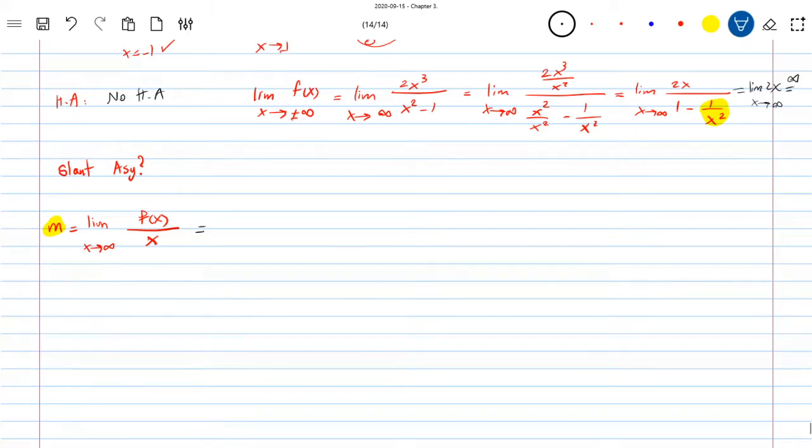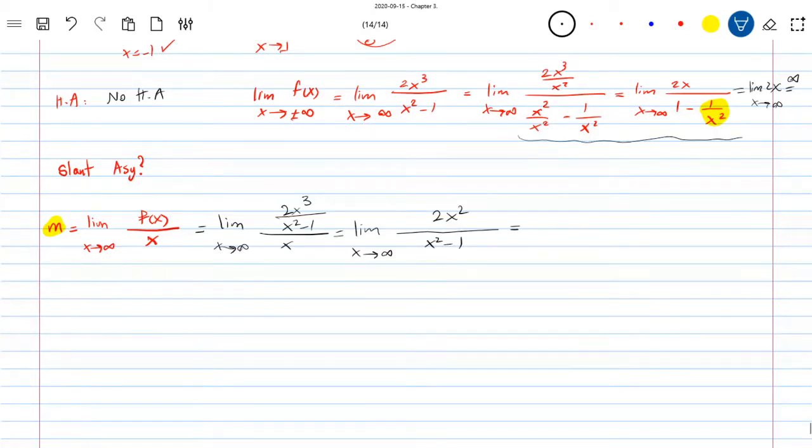So I will calculate the limit of the function, which is 2x cubed divided by x squared minus 1, all divided by an extra x, as x approaches infinity. You can simplify and combine all these. The x cancels out with the numerator, so you get 2x squared divided by x squared minus 1, as x approaches infinity. If you follow the same procedure as we did above, what you get at the end is 2. Skip over those steps. What you get is 2.